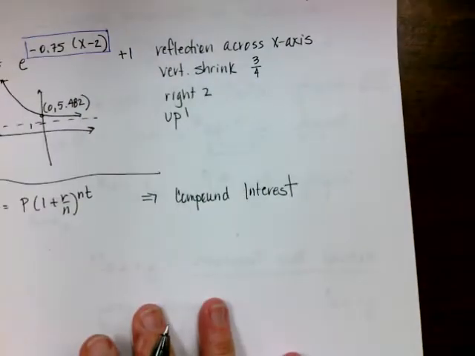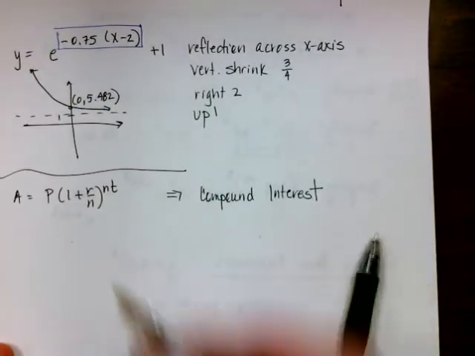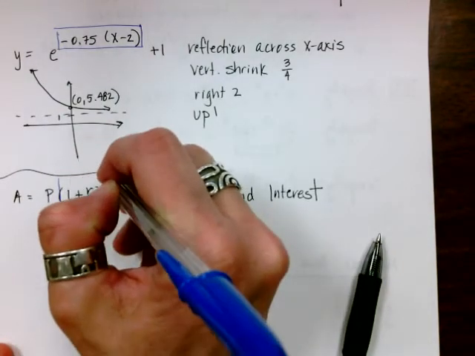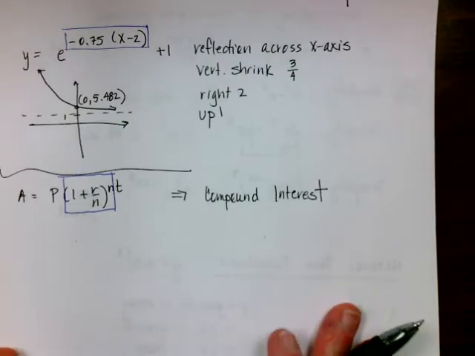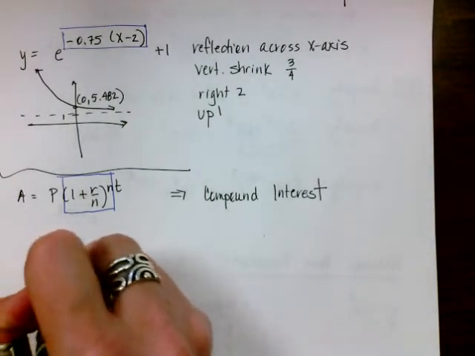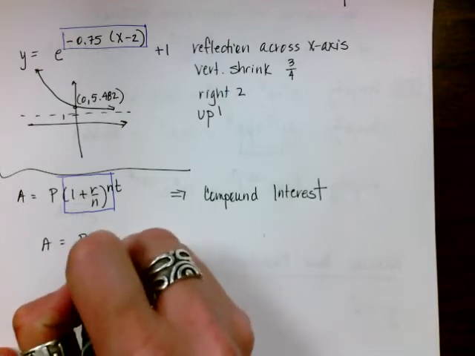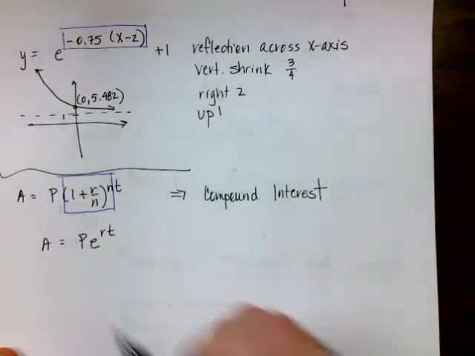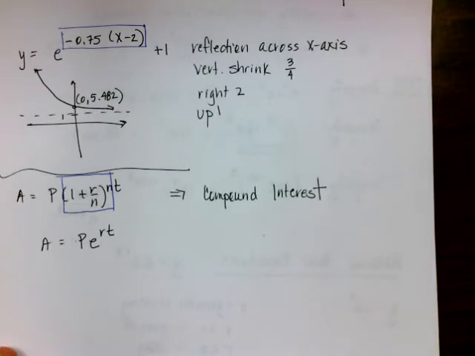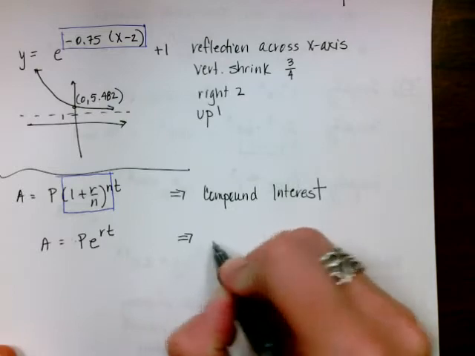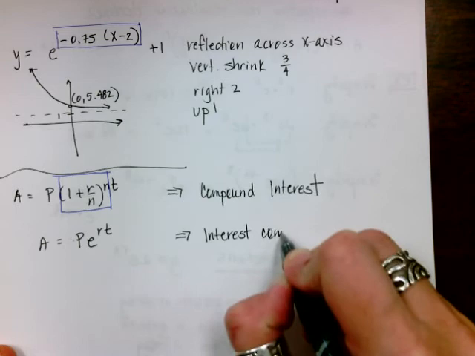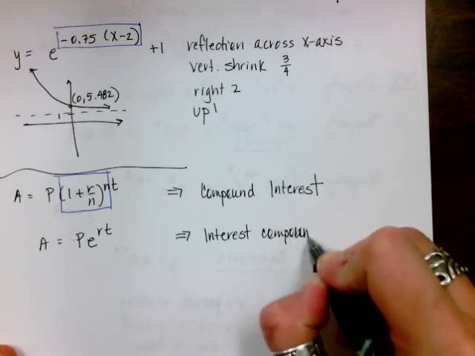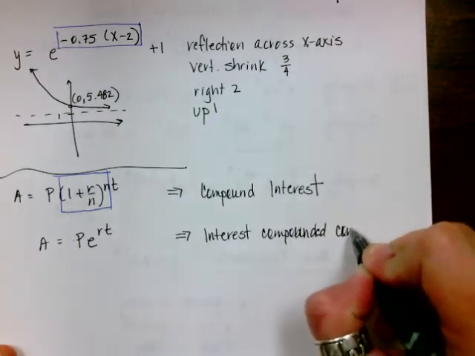Okay. Well, we actually can take, we talked about this chunk of the formula is going to represent e. So I can rewrite this equation as A is equal to Pe raised to the rt. All right, so it looks a little bit different. This is a slightly different formula, interest compounded continuously.